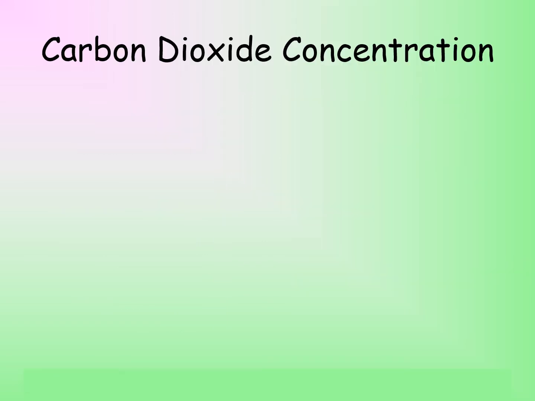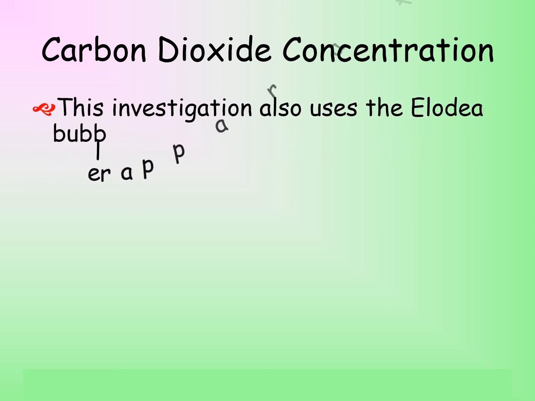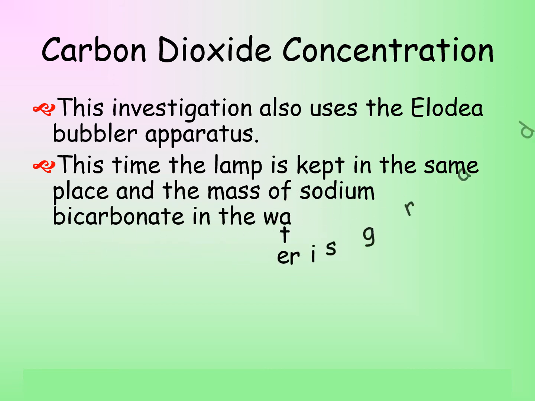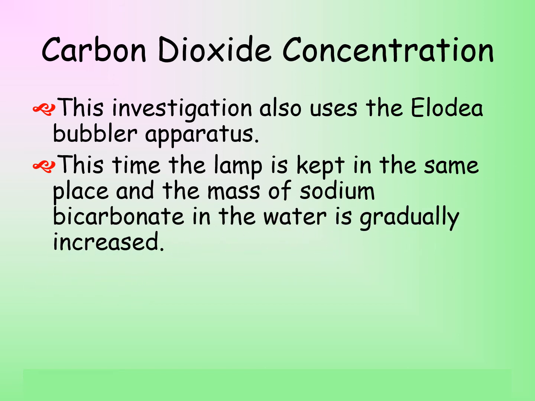So, carbon dioxide concentration. Now, this investigation also uses the Elodea bubbler apparatus, but this time we're changing carbon dioxide concentration, so every other factor must be kept the same. So we keep the light in the same position, the lamp doesn't change, that stays in the same position. But remember, we used the sodium bicarbonate to give us our carbon dioxide.